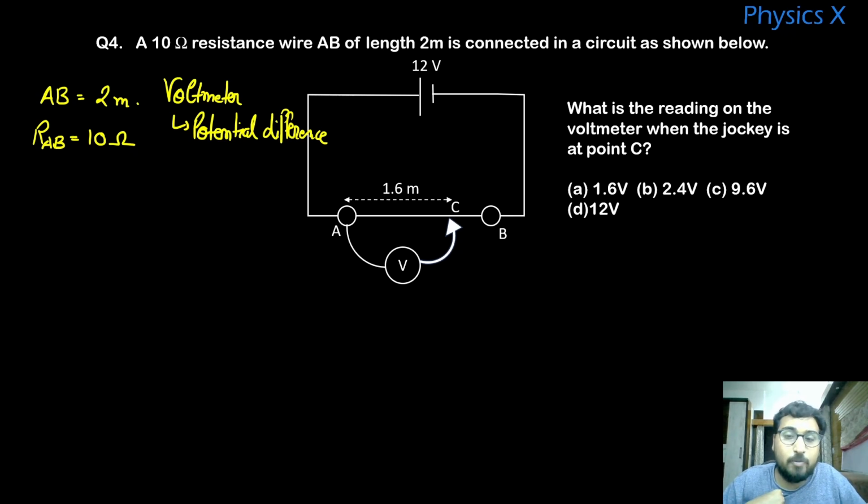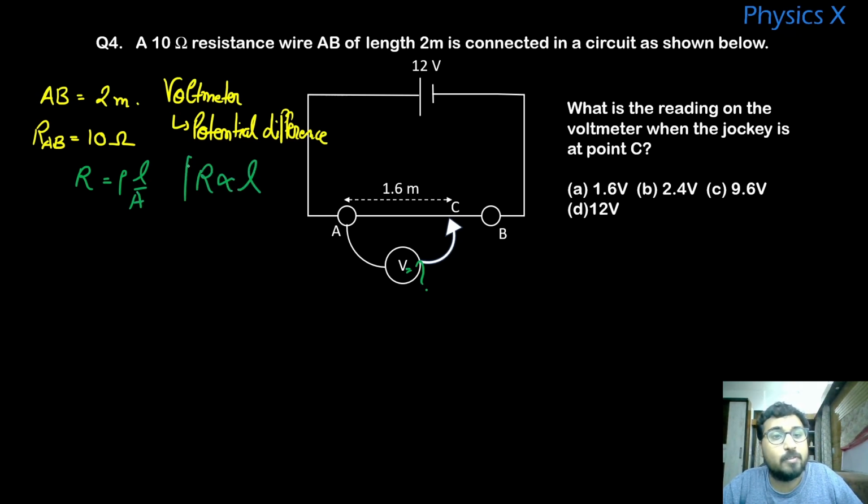If I connect this voltmeter to point B, what will happen? This voltmeter will read the voltage across the whole 10 ohm resistance. But now he's asking, if the jockey is at point C, what will this voltmeter read? I told you that resistance is equal to rho L by A. That means resistance is directly proportional to length, so there is a one-to-one relation between resistance and length.